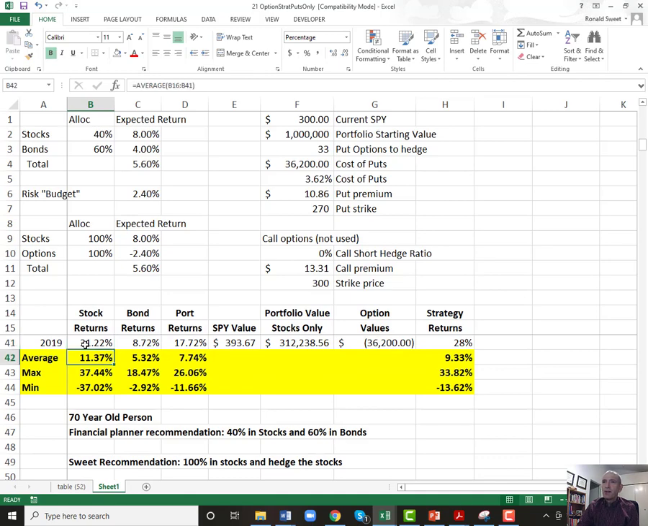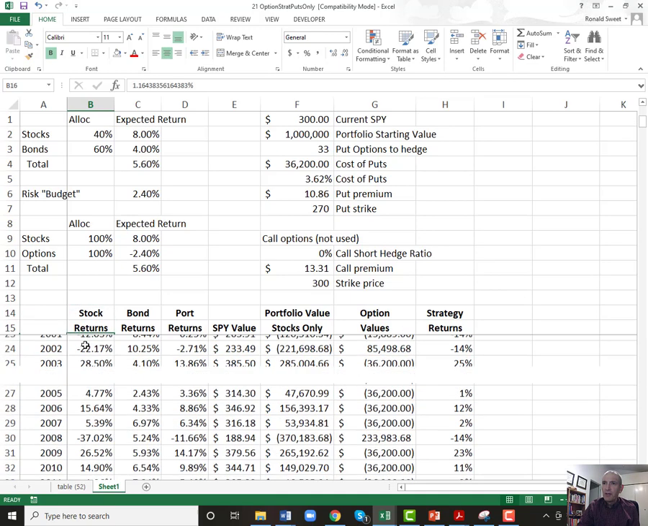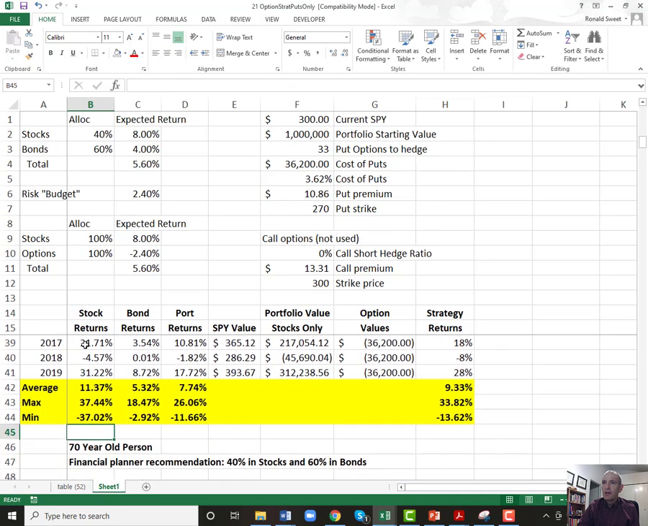So our stock returns, I forget how far back I went, 1994. Our stock returns for the last 30 years would have been an average return of 11.37%. Your best year would have been 37.44. Your worst year would have been negative 37.20. On the bonds, you would have averaged 5%. One year you were up 18%. One year you were down 2.92%. That was your worst case.